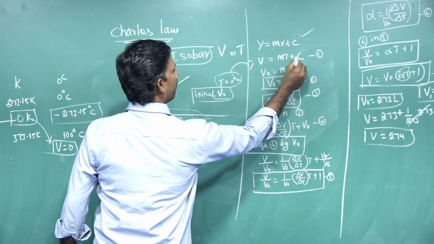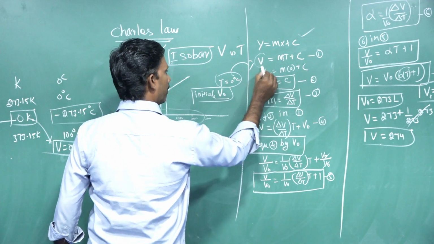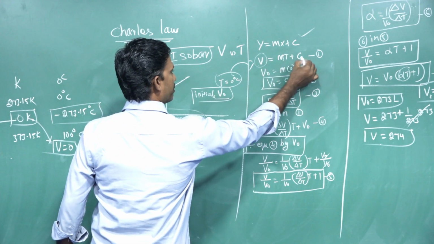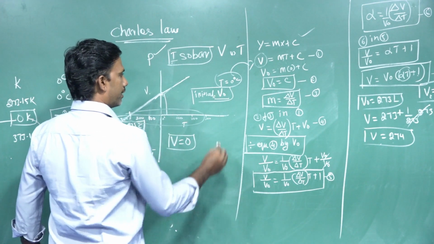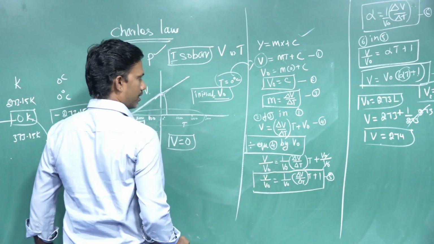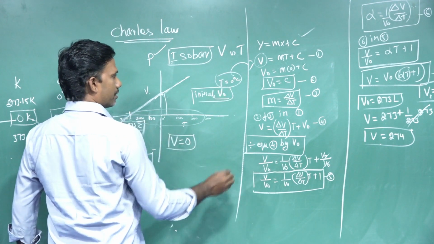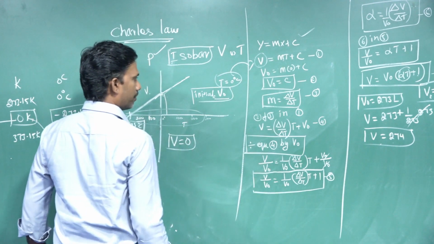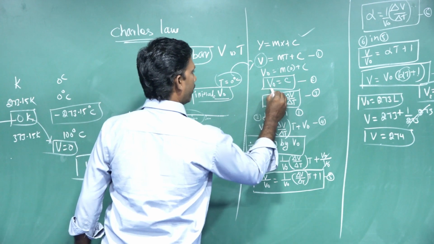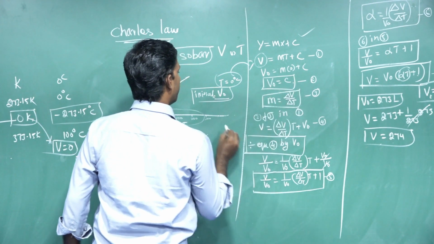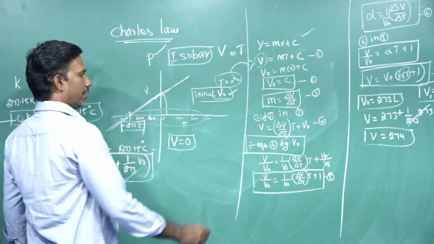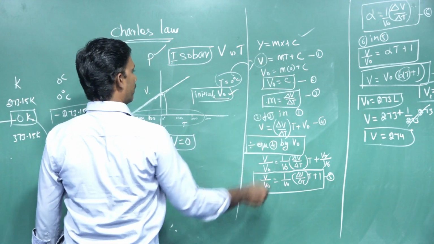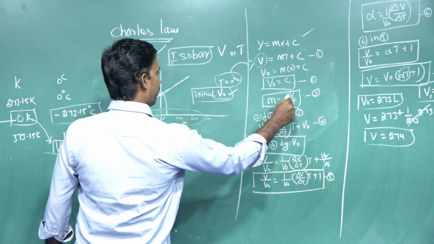V equal to mT plus c. Here V is volume, T is temperature, C and m are constants. Now at a temperature of 0 degrees Celsius, I am applying 0 instead of T. Then you get V0 equal to C, where V0 is the initial volume. Then m is the slope of the straight line, that is constant, that is del V by del T.